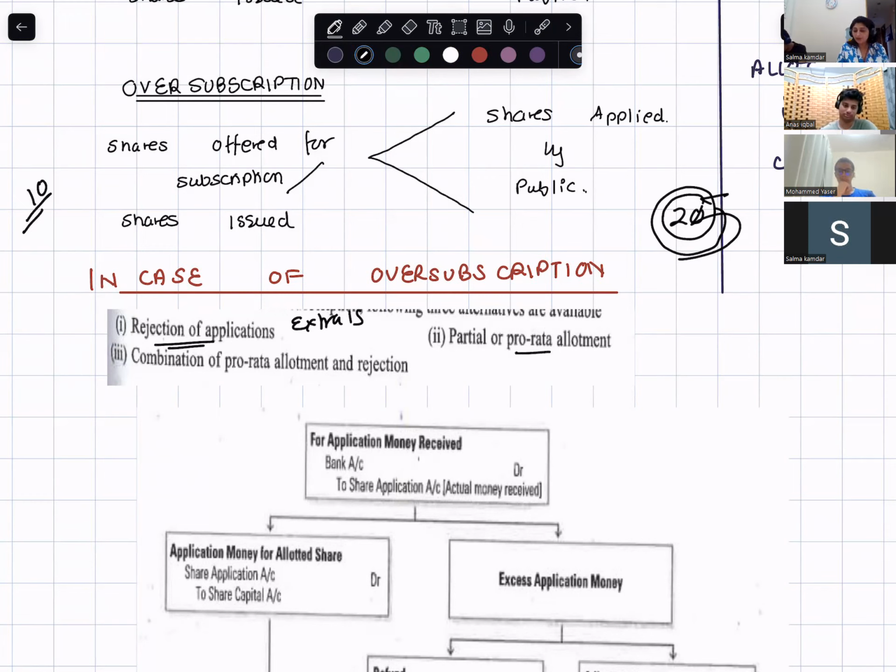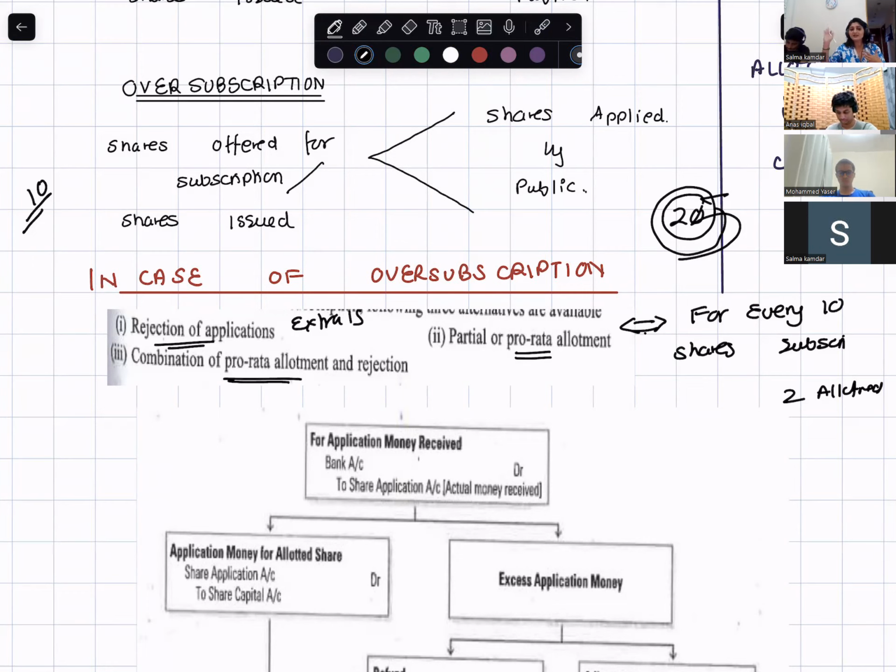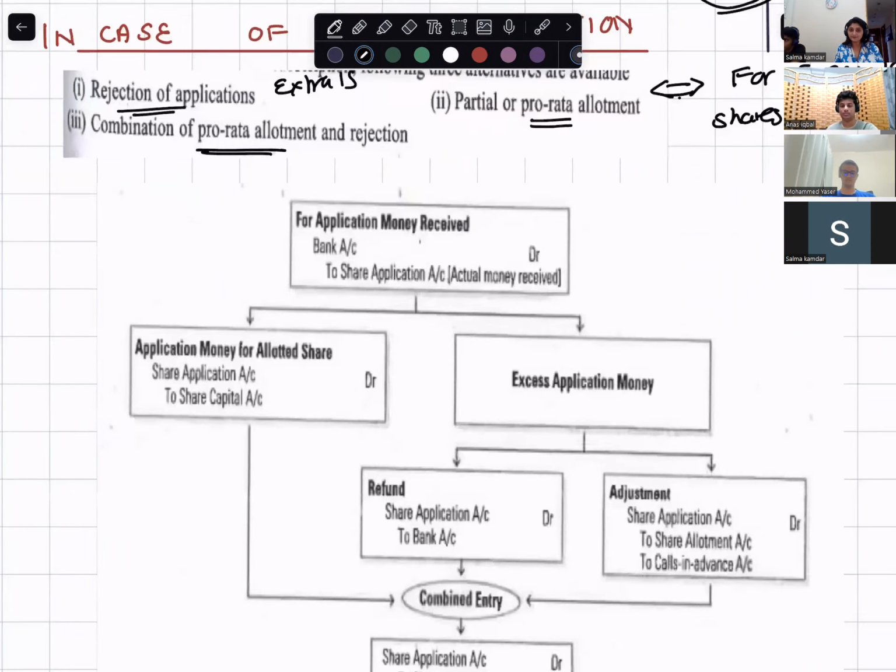Or you can give pro rata allotment. What is pro rata allotment? The ratio which tells pro rata allotment is that for every 10 shares subscribed, 2 are allotted. So if you subscribe for 10, you are going to get 2. If you subscribe for 20, you are going to get 4. Depending upon that ratio, we allot. Or you can do a combination of pro rata and rejection. So when there is oversubscription, you can reject some, or you can use this ratio, which is called pro rata allotment: for every XYZ applied, you are going to get XYZ. Are you with me?